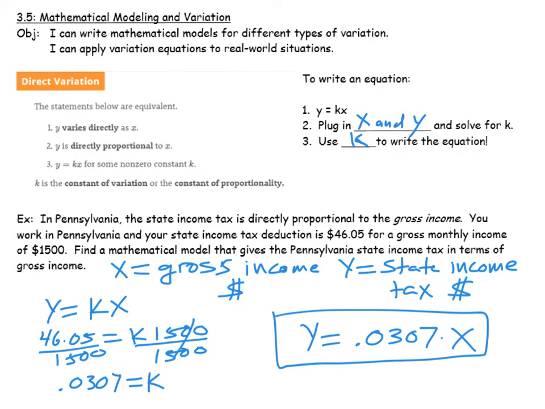Okay? That, again, is what we mean by writing a model. I now have this function with the variables defined that tells me, you give me gross income, I can tell you the state income tax that would be owed off of that income.